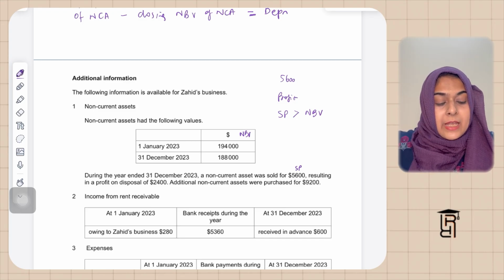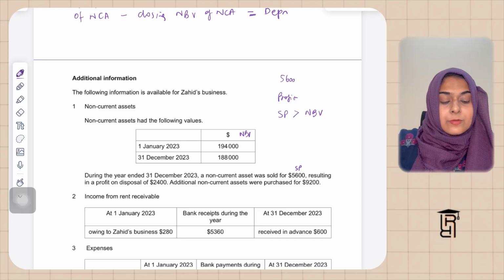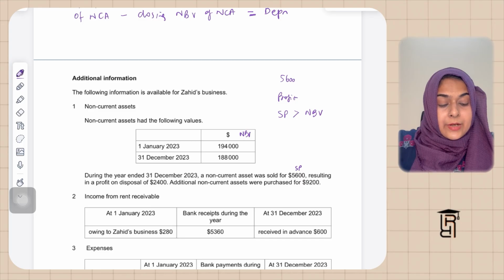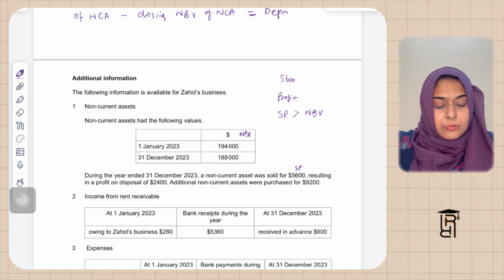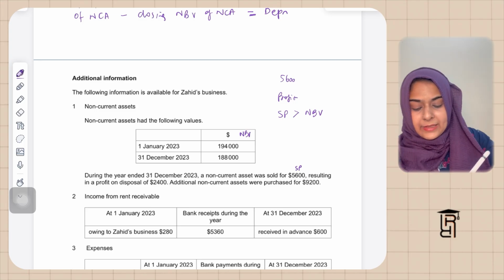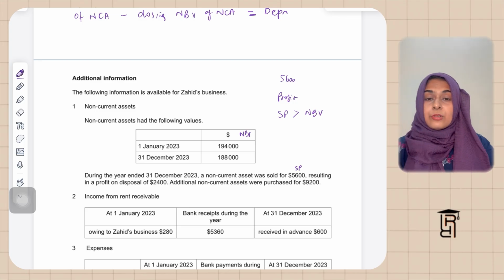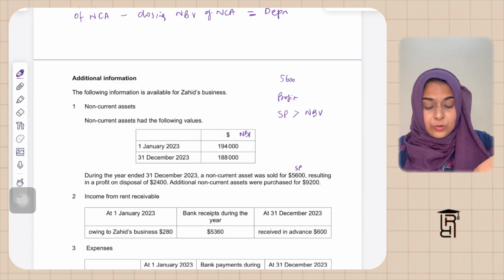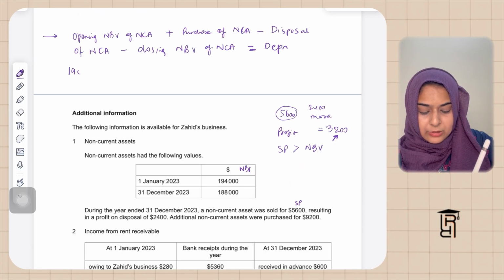So that means if you do 5,600 minus 2,400, you will get 3,200, which is my net book value in this case. So net book value was 3,200 और मैंने इसको बेचा 5,600 का. So when you're applying the net book value formula for depreciation, you need to take all the values as net book value. So opening net book value here is 194,000 plus purchase of non-current assets.